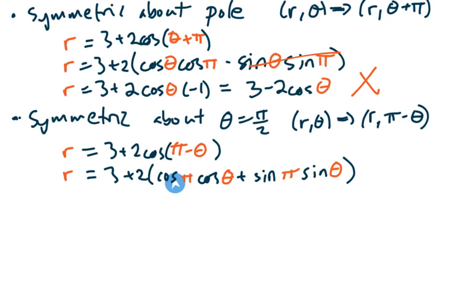And like last time, we're going to simplify each of these. Like last time, this one is 0. Cosine of pi is again negative 1. So we get this. And this is not equal to the original equation. 3 minus 2 cosine theta, still not equal to 3 plus 2 cosine theta. So this is not true.